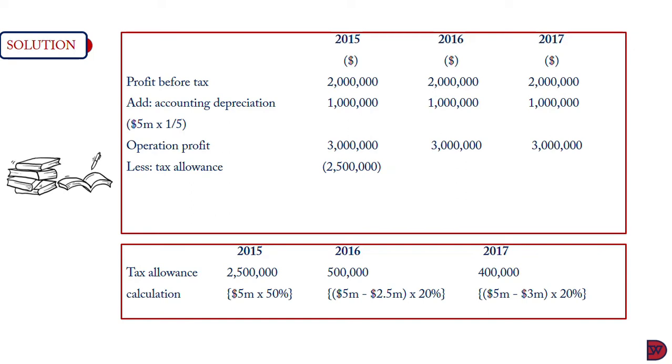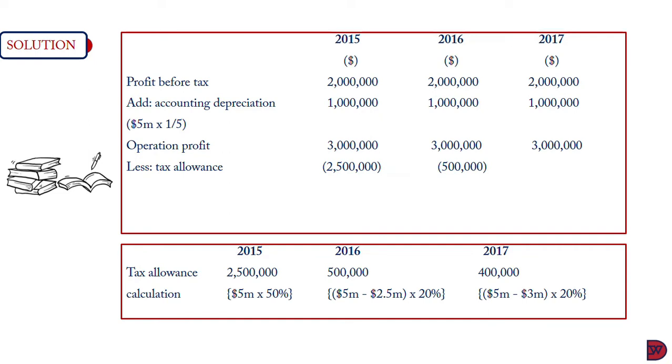When we come to 2016, they said 20% reducing balance. So the figure at 2016 is going to be 2.5 million, that is the 5 million original cost of the asset less the 2.5 already allowed, times the 20%, giving us 500,000. So we less the 500,000 from 2016.